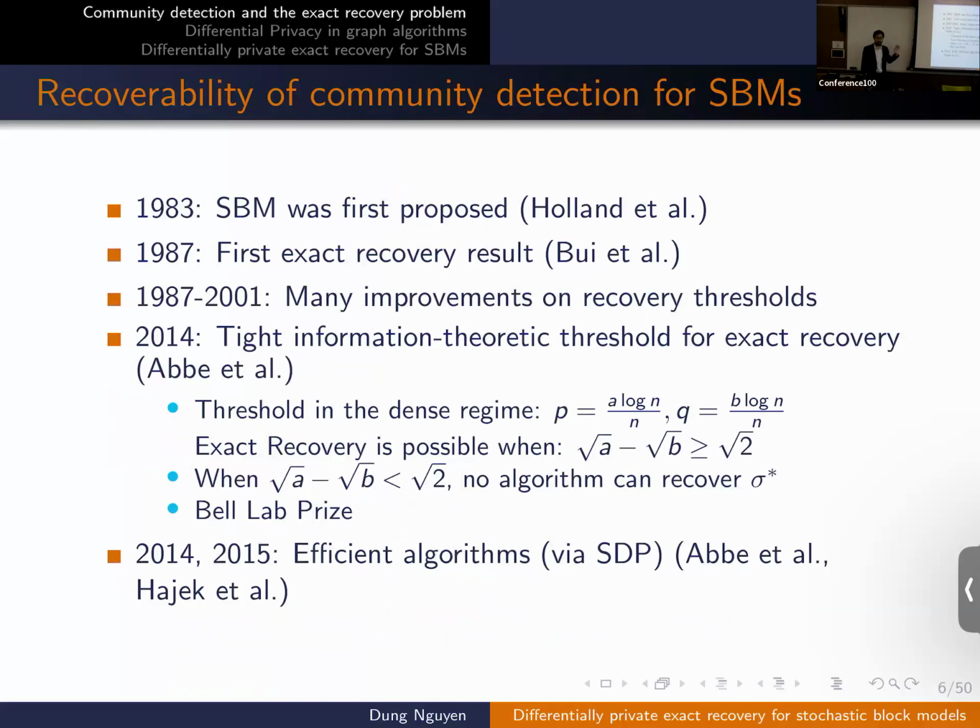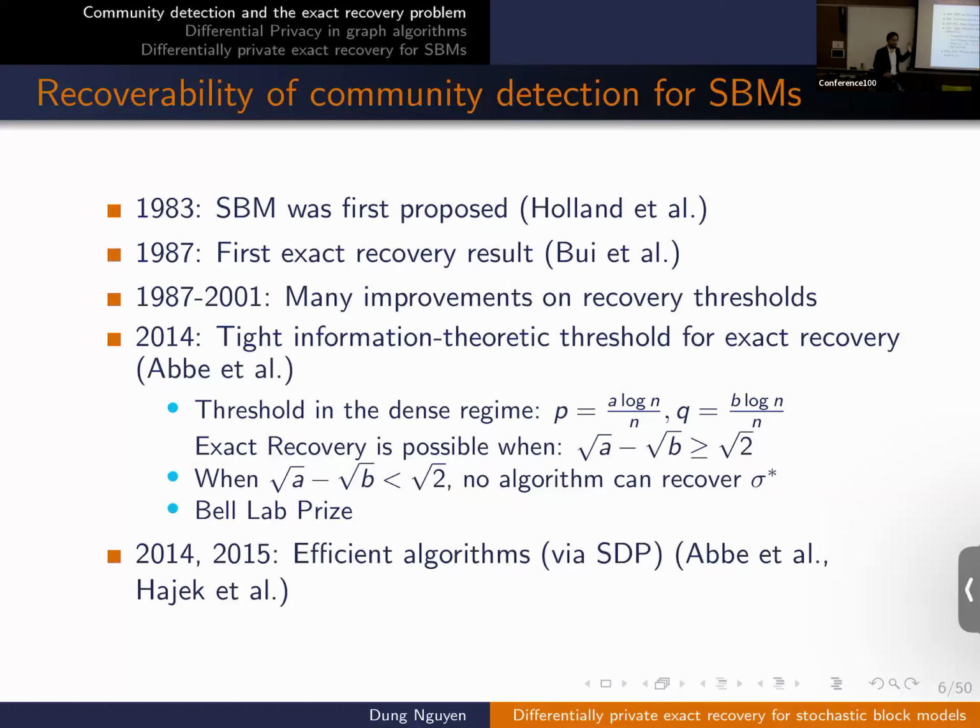The recoverability problem is a classic problem, and it has a long history of many works on this topic. The first SBM was proposed in 1983, and for many years people worked on exact recovery and tried to improve the recovery threshold. Only in 2014 was the first tight information-theoretic threshold proposed, and this is a very important result.